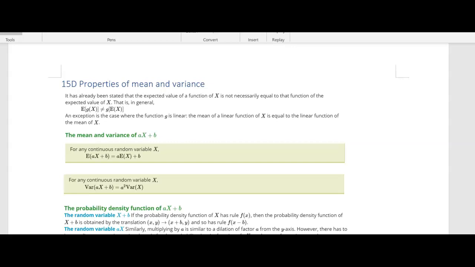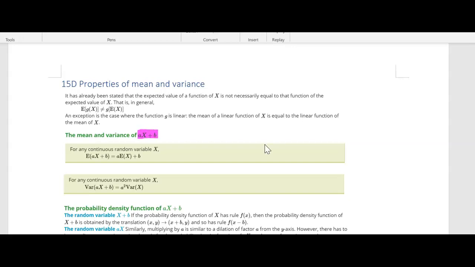Hi everyone. In this video we're going to go through 15D, properties of mean and variance. So we've already covered the mean, the variance, median, interquartile range, looking at percentiles and so forth. But in 15D we're really looking at the mean and variance of linear functions. So this looks a little bit scary, which it isn't.